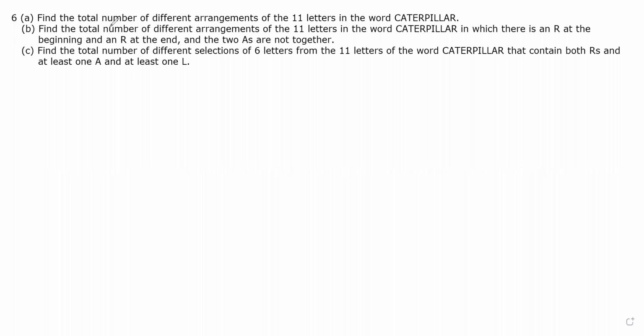Part A, find the total number of different arrangements of the 11 letters in the word caterpillar. The number of different arrangements refers to the number of permutations. In the word caterpillar, we have 2 R's, 2 L's, 2 A's, 1 C, 1 T, 1 E, 1 P, and 1 I. There are 11 letters altogether.